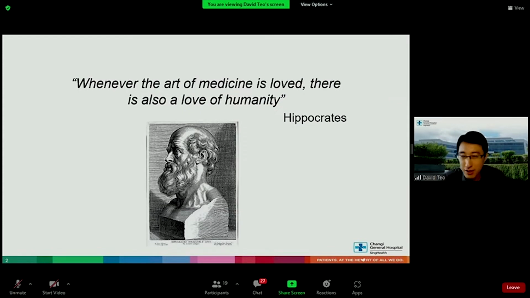So first we start off with a quote. There we have Hippocrates, who is the father of medicine, who famously said that wherever the art of medicine is loved, there is also a love of humanity. I think that's the essence really of what the medical humanities is all about, whatever we want to define it as.